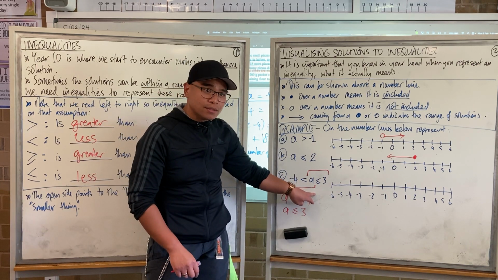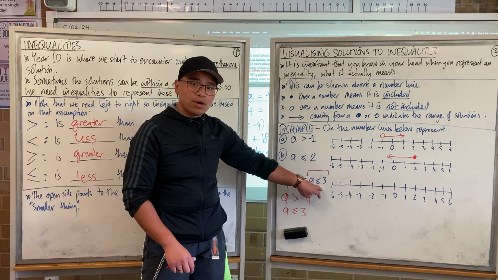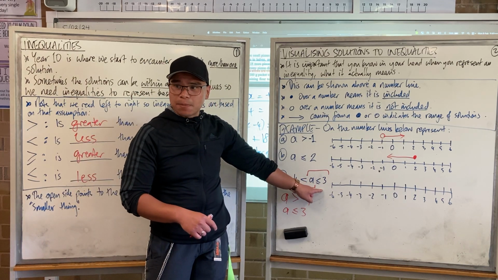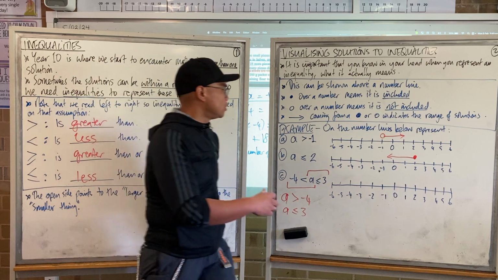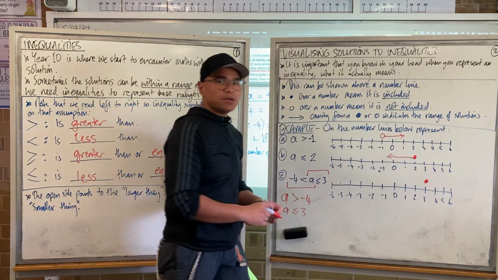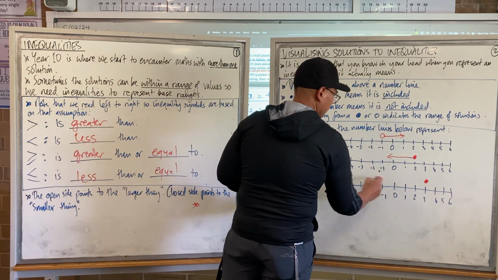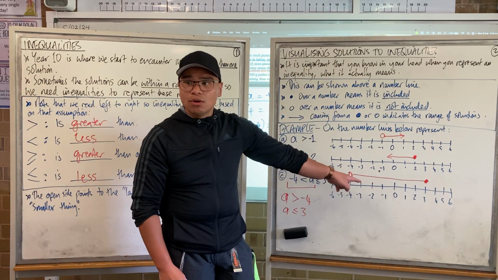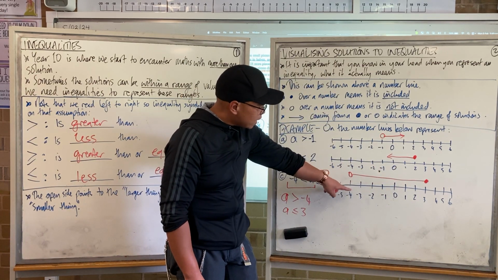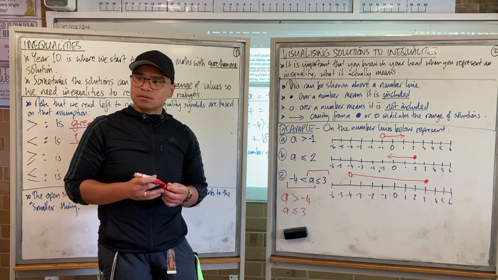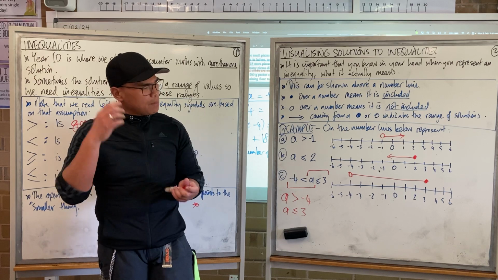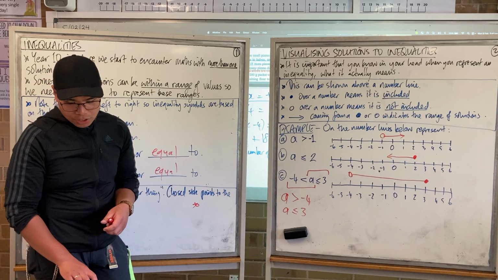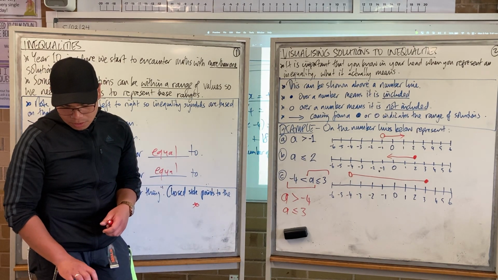A is between negative 4 and positive 3, but we need to draw the circles properly. What kind of a circle is it going to be over 3? Closed. What kind of a circle is going to be over the negative 4? Open. So the possible answer could be 3 or below, all the way down to negative 3.999, but not negative 4. That's how you visualise it. You should imagine that in your head when you're answering questions about inequalities.